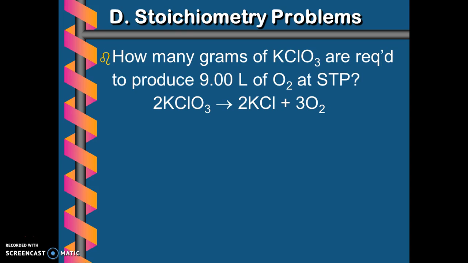So the first thing that we need to write down is a complete balanced chemical equation for this reaction. So we know that potassium chlorate is going to decompose into potassium chloride and oxygen. And then we need to balance it. Now remember, these coefficients here, this 2 and this 2 and this 3, they represent our mole ratio. They represent that for every 2 moles of potassium chlorate that is decomposed, we're going to produce 3 moles of oxygen.